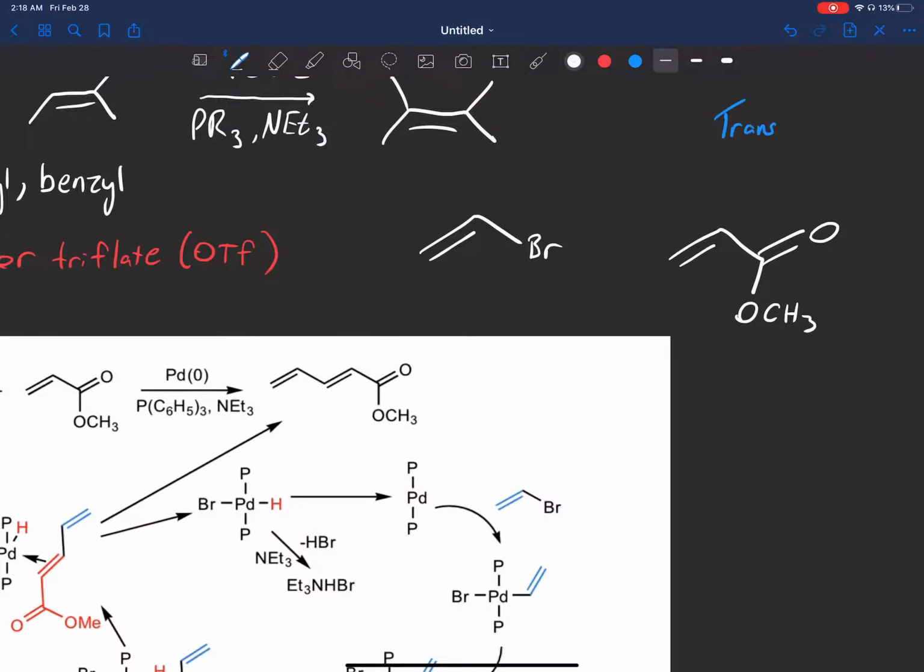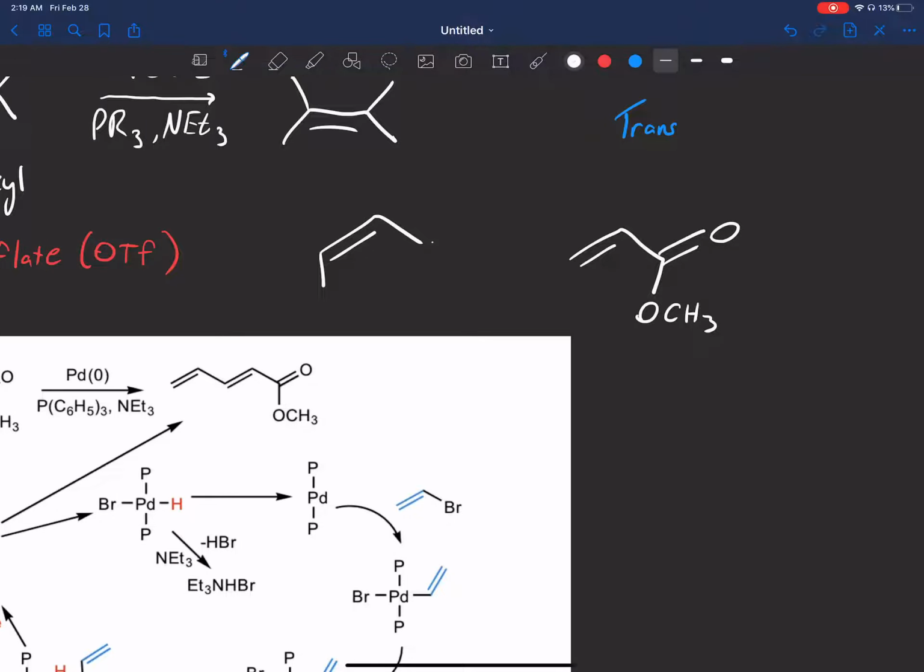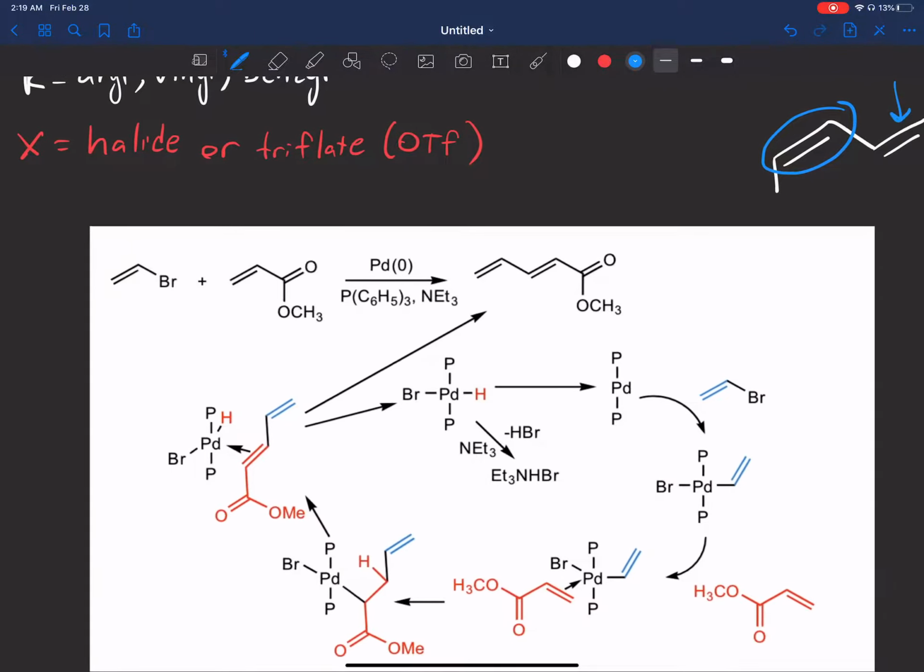So I have my bromine, right? Let's say I had a methyl coming off of here. Again, I'm just going to erase the bromine, and I'm going to put it back here. Again, this double bond right here should be trans. But this double bond that was on my original R group remains the same. So it stays cis in this case. All right? Just keep that in mind.